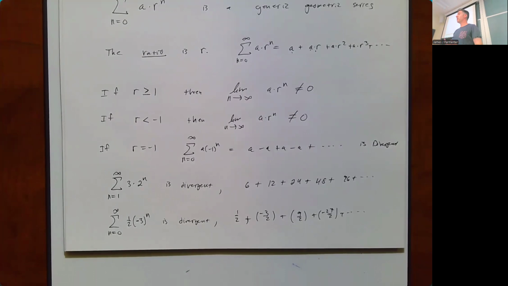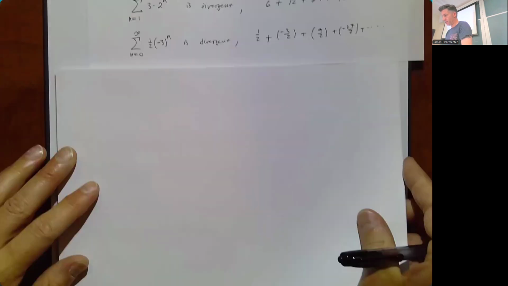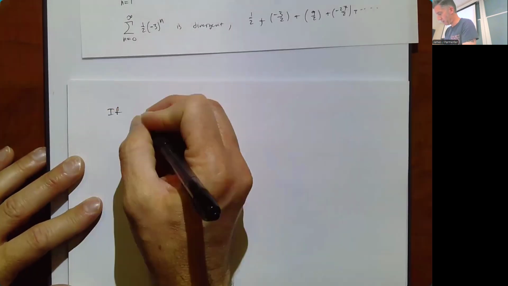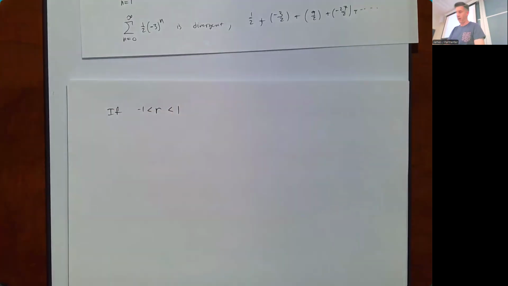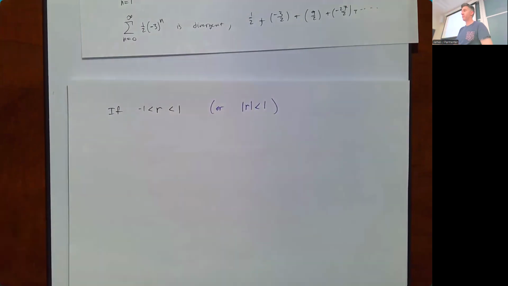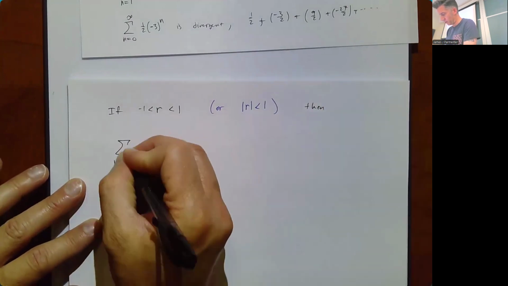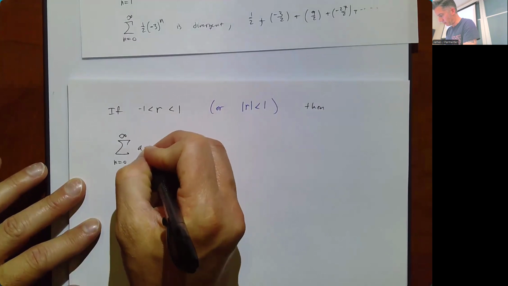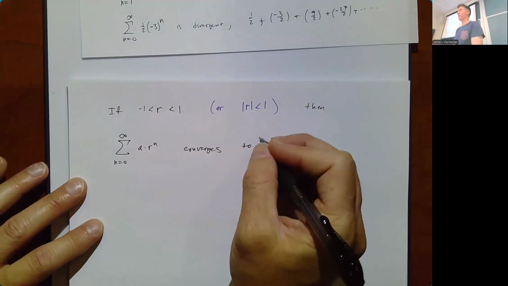On the other hand, if your ratio is between -1 and 1, then the geometric series is going to be convergent. So if the ratio r is between -1 and 1, which people often write as the absolute value of r being less than 1, then the geometric series from n equals 0 to infinity of a times r to the n converges. We'll find the value in a second here.